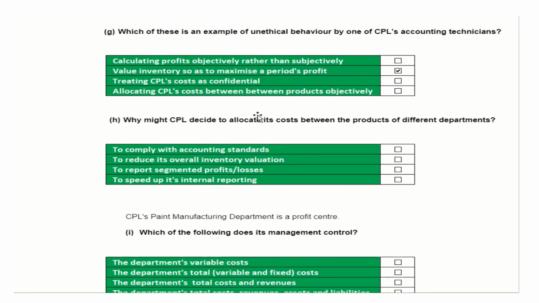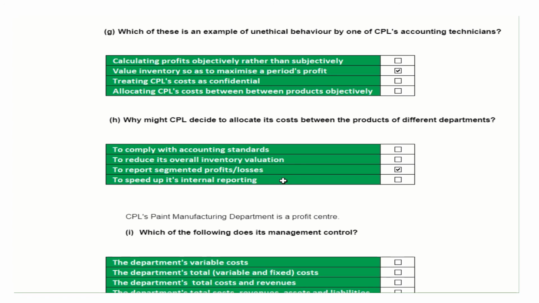Why might CPL decide to allocate its costs between the products of different departments: to comply with accounting standards, to reduce its overall inventory valuation, to report segmented profit or losses, to speed up its internal reporting? Now the answer is to report segmented profit or losses, and the reason why is you might want to see how much profit is coming from each cost centre, so that you can make better decisions on your company rather than looking at it as a whole. So you want to break it down, and that's why you would want to allocate its costs between the products of different departments.